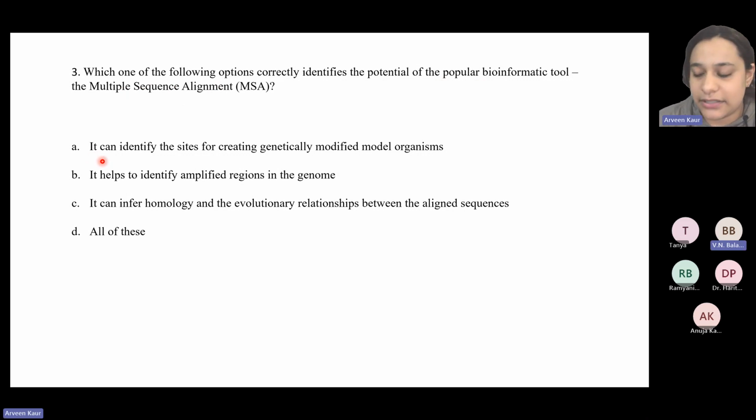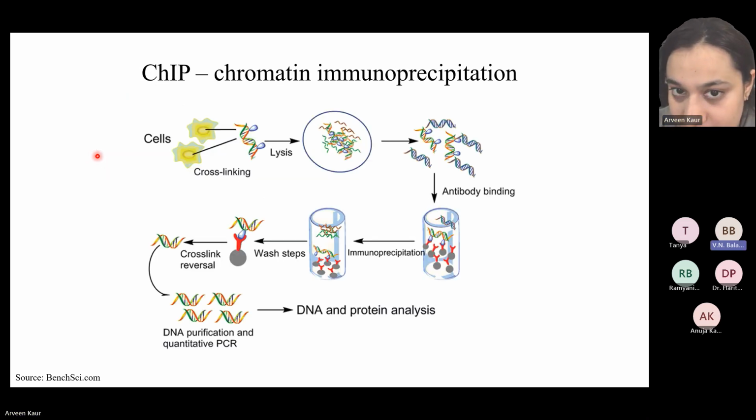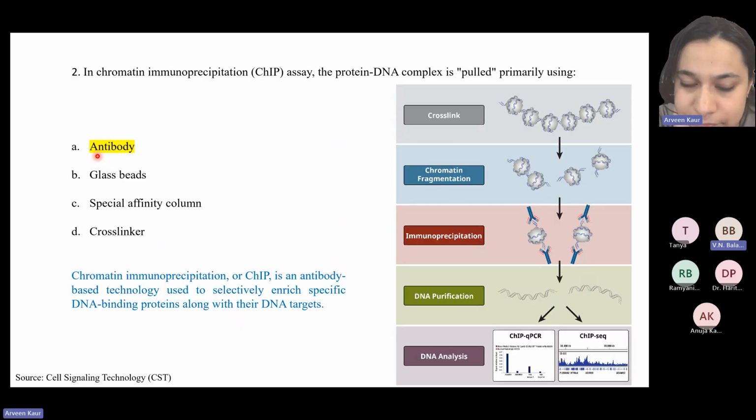Excuse me, madam. The previous question, where glass beads, special affinity column, and cross-linkers are used, is there some other, in question number 2 that you were discussing? Glass bead, special affinity column, cross-linker. Special affinity column maybe for peptides. I don't know what this cross-linker is doing.